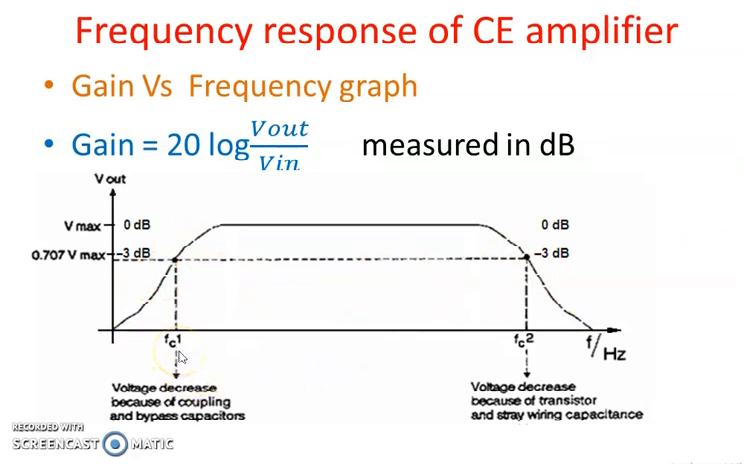At the lower cutoff frequency, the gain is decreasing due to the coupling capacitors and bypass capacitors, because of the voltage drop across these capacitors. Similarly, at the higher cutoff frequency, the gain is decreasing due to the transistor's internal capacitance or stray capacitance. Due to these two reasons, the gain will be very low in the lower and higher cutoff frequency ranges. During the mid frequency range, the gain will be maximum, and these are the main features of the RC coupled amplifier. Thank you.